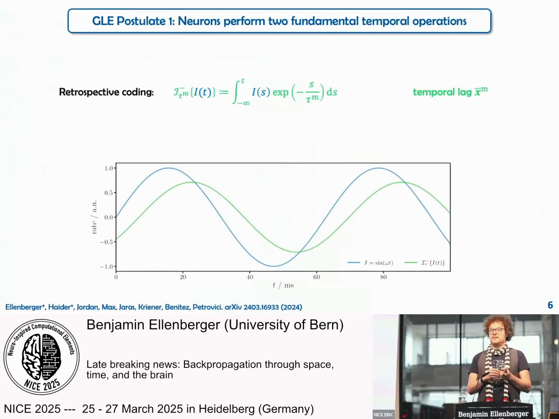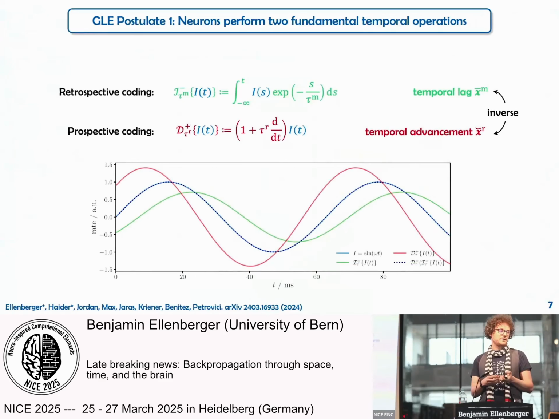Now, our GLE framework is based on 4 postulates. Postulate 1 is that neurons perform 2 different fundamental temporal operations. The first one is one that is well known. It's called retrospective coding, which is the leaky integrator dynamics as you know it. And this causes a temporal lag, as you can see from the sinusoid in blue to the sinusoid in green.